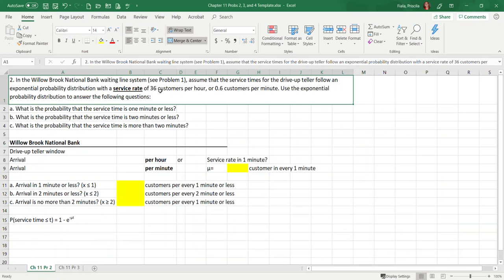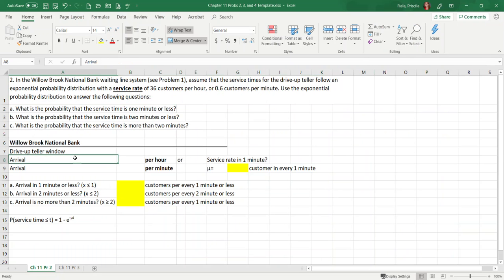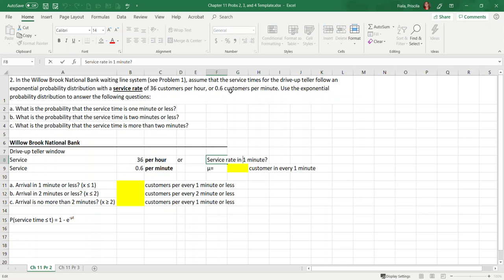So it tells you we have 36 customers per hour service rate. Actually, here should say service. So we have 36 customers per hour or 0.6 per minute. It's the same value. They're just giving it to you as hour and minutes, which really you already have per minute. Here is if you had it like in, for example, 5 minutes, like problem 1, all you would have to do, you do the 5 minutes times your service rate, and then you would know it would be 3 customers every minute.